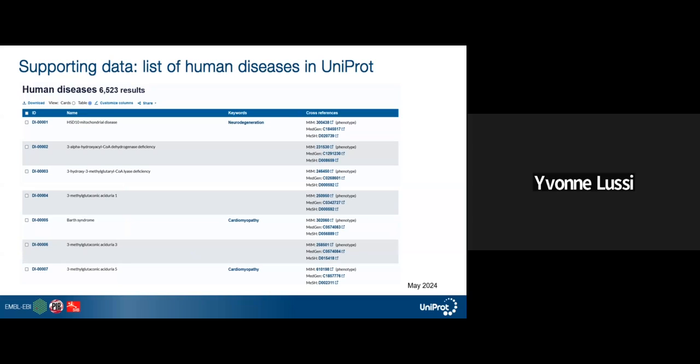The information you can find in the human disease list is the following: the UniProt disease identifier, the disease name, keywords that may be associated with the disease, such as neurodegeneration, as well as cross-references providing links to disease-related databases such as OMIM, MedGen, and MESH. You can then go ahead and find out more about a specific disease, for example, Barth syndrome and cardiomyopathy, by clicking on the disease identifier on the left-hand side.